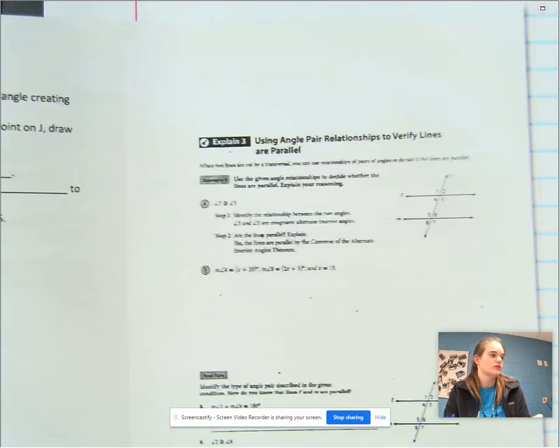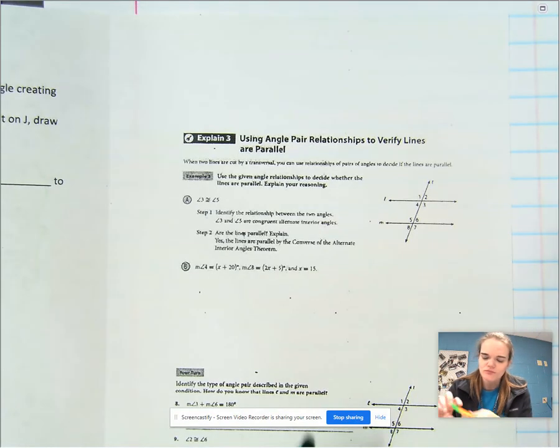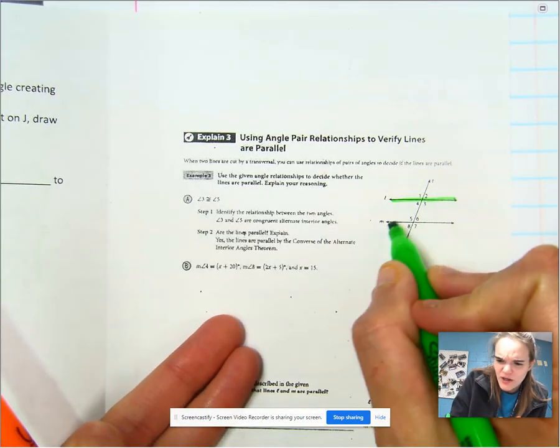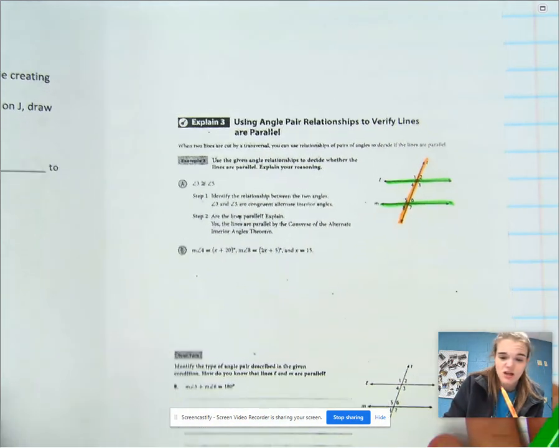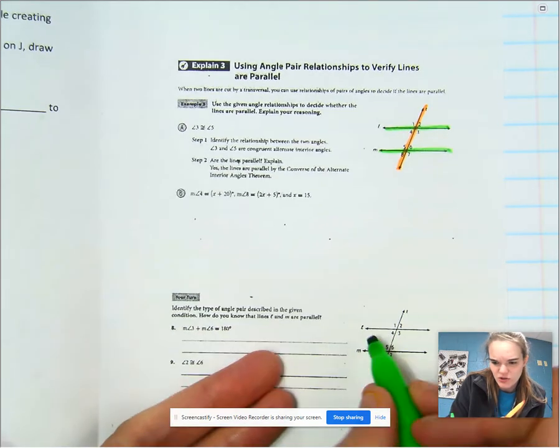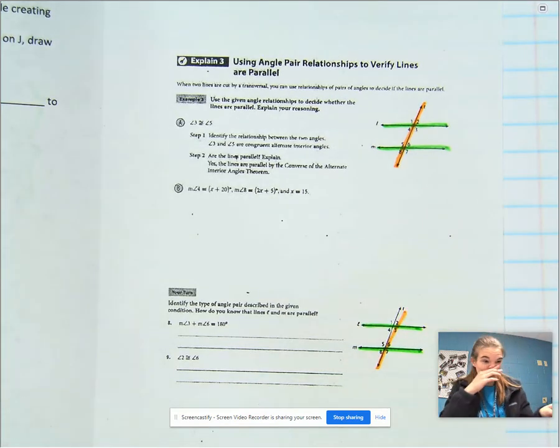All right, so let's go ahead and skip ahead to this part. Example 3 says using parallel angle pair relationships to verify that lines are parallel. We're still proving, it's just we don't have any formal proofs yet. It says use the given angle relationships to decide whether the lines are in fact parallel and explain your reasoning. So I'm using this diagram. I don't know if these are parallel, but I'm hoping they are. So I'm going to highlight what I think should be parallel and the transversal. I'm going to go ahead and highlight number 8 and 9 too, just to be sure, so don't get confused there.